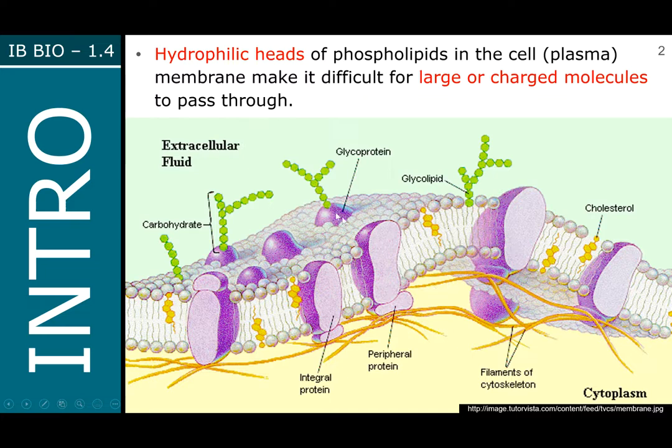Okay, so the hydrophilic heads of the phospholipids, the ping pong balls, make it difficult for large or charged molecules to pass through. So if you're small and you're not charged, you're nonpolar, you can pass right through. If you are large, you don't fit. It's not going to work. So we're going to talk about passive transport first, particularly how we get small particles, uncharged particles, across that cell membrane.